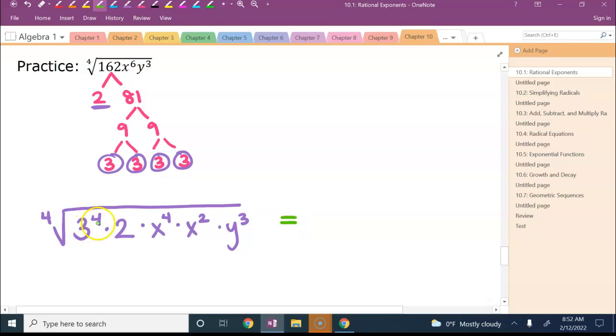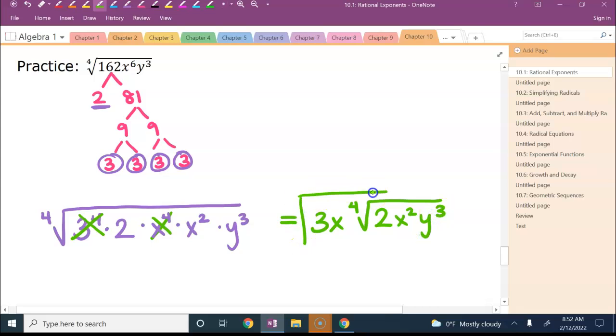So the 3 to the 4th power becomes a 3. That comes out of the radical. 2 will have to stay. X to the 4th becomes just x, and that comes out. And the x squared and the y to the 3rd will have to stay underneath my radical sign. And so that's how I would have written my final answer for that first practice problem.